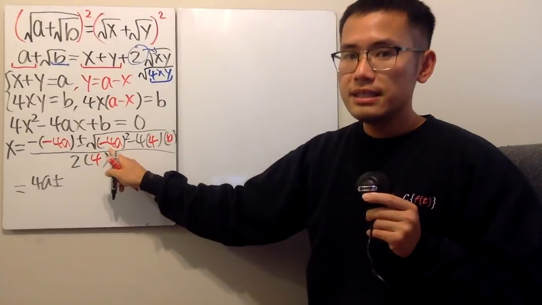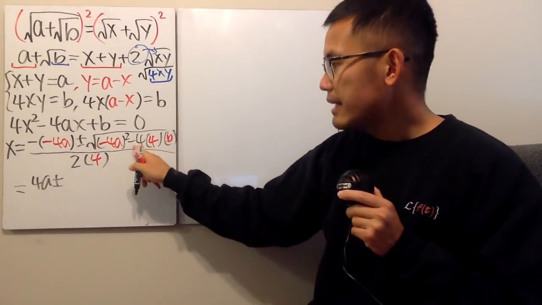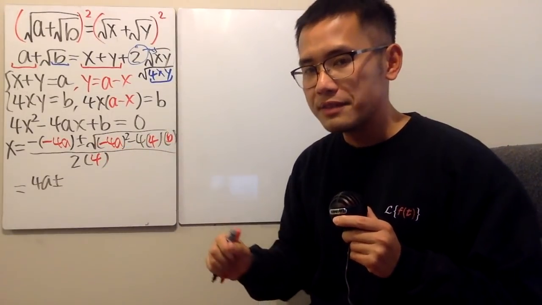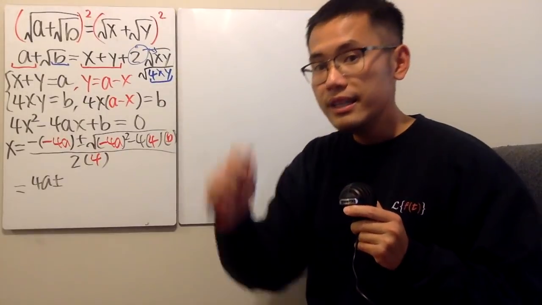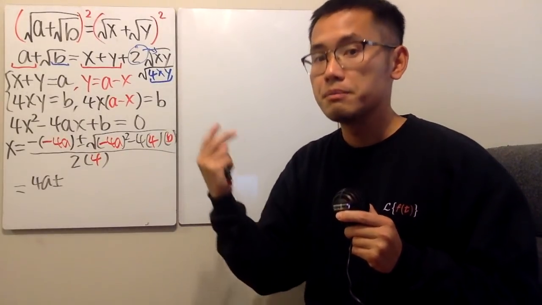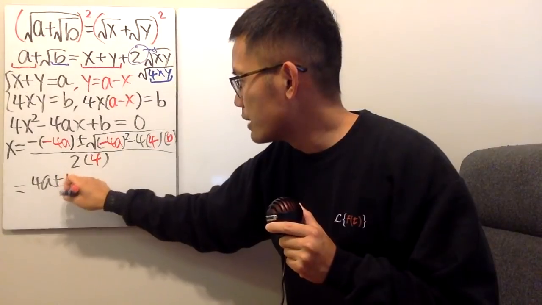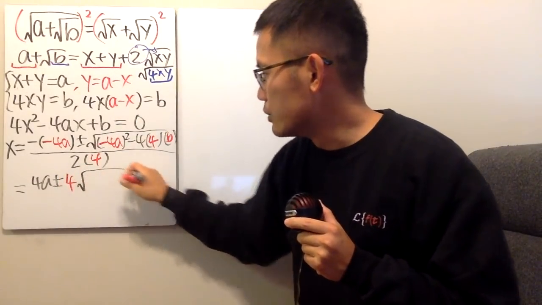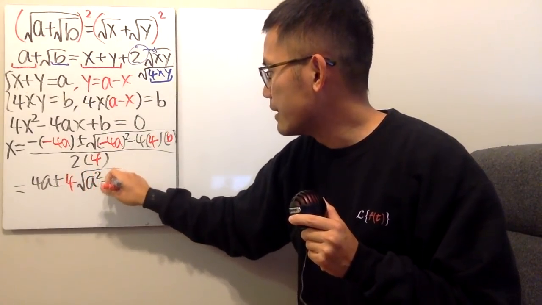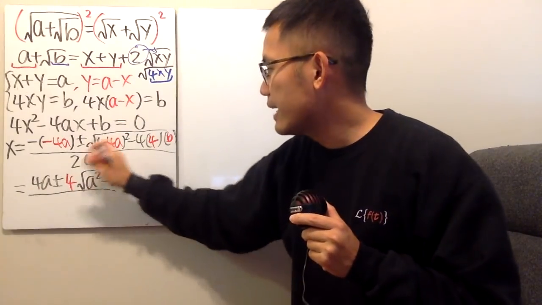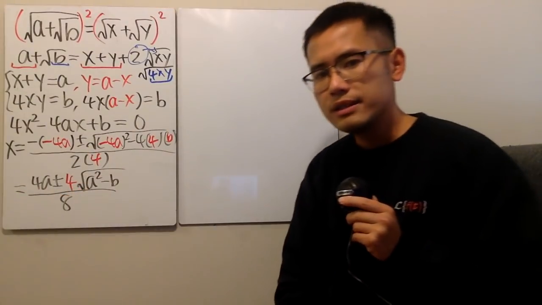Here we have 16a squared minus 16b. Both of them have 16. Factor that out. The square root of 16 is 4. So I will just put that out, and then square root of a squared minus b all divided by 8. And now here's the issue.